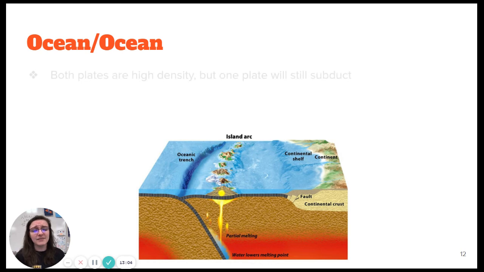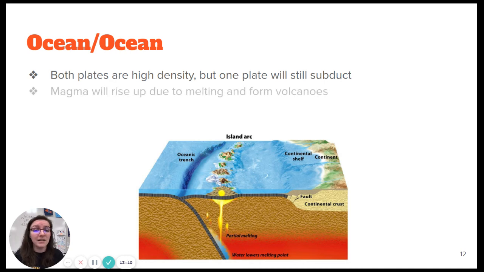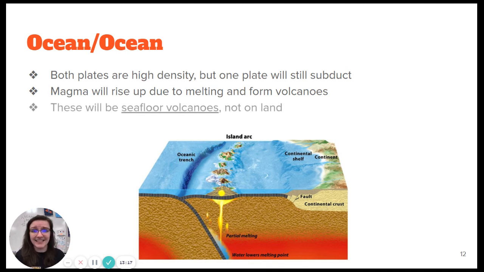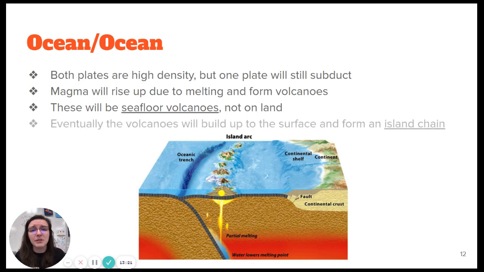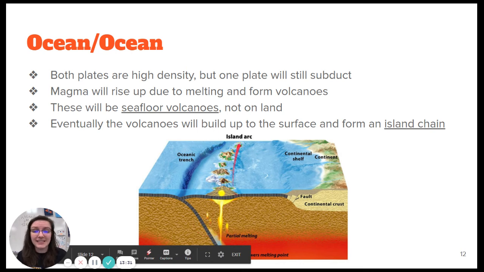Then the third kind of convergent boundary is ocean-ocean. Both of them are high density, but one of them is going to be a little bit more dense, and so one of them will sink. Both, since they are high density, kind of want to sink. And this one is going to be very similar to the continent-ocean. You're still going to have that deep sea trench, but instead of volcanoes on land, you still have that melting.